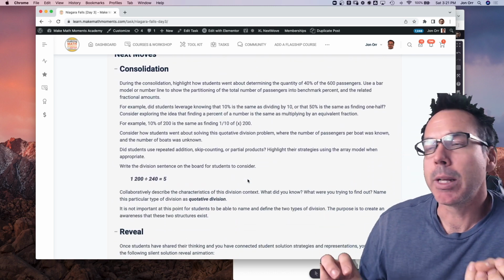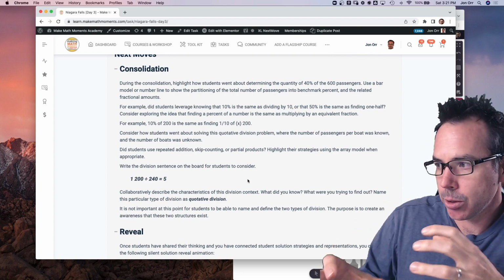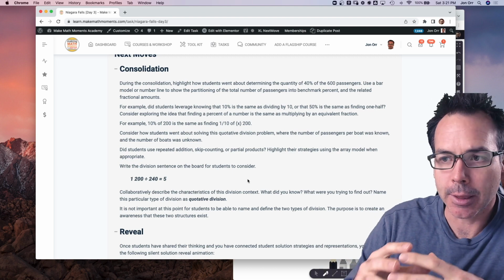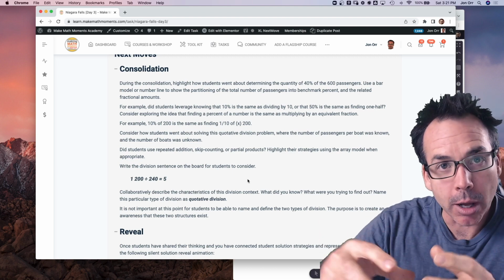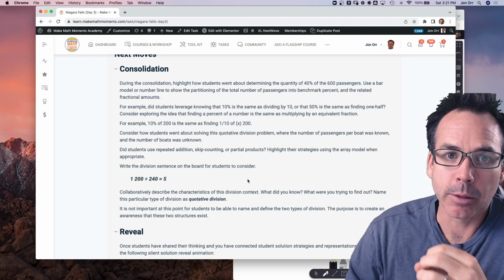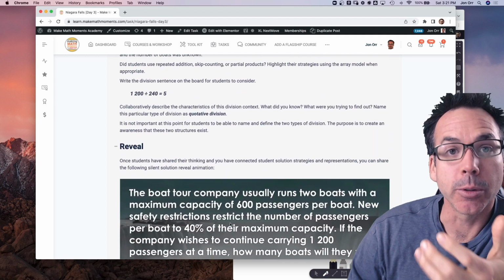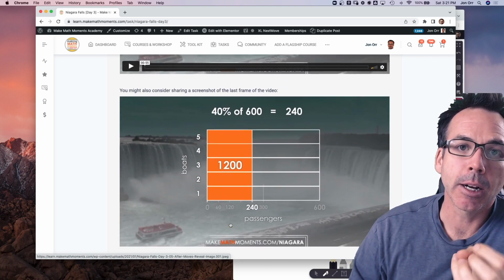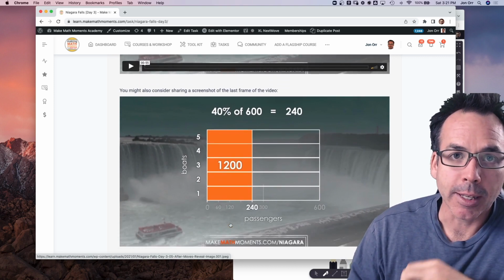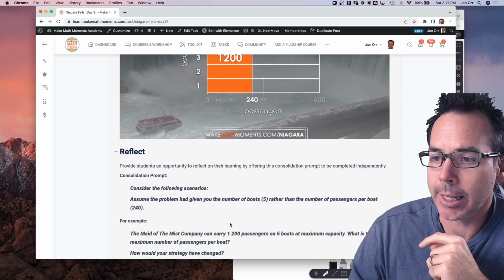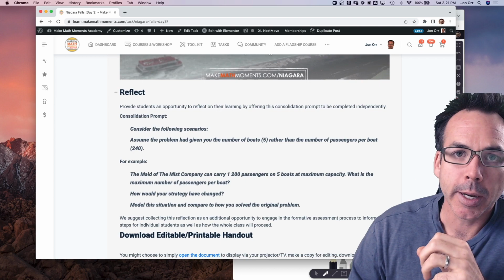And that's a really important point about using models and tasks: how do I choose a task that helps elicit the model? The model is really important. And the task selection can also be really important so that a model will come out that helps students be flexible. So if you are looking for some tasks, head on over to makemathmoments.com/tasks. The link is below if you just want to click over there. That's a great starting point.